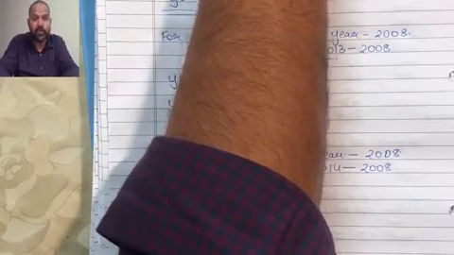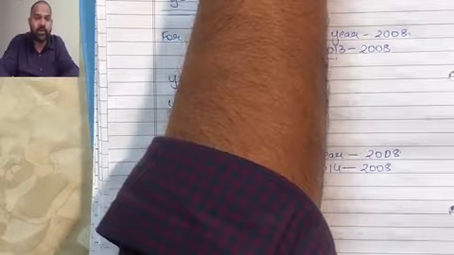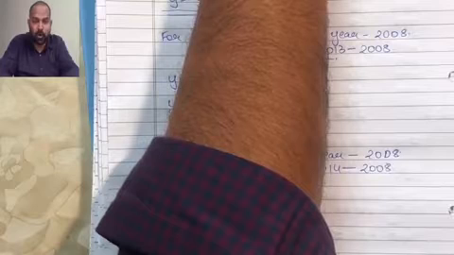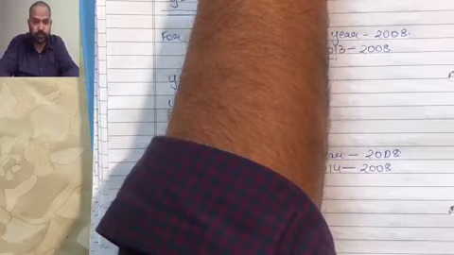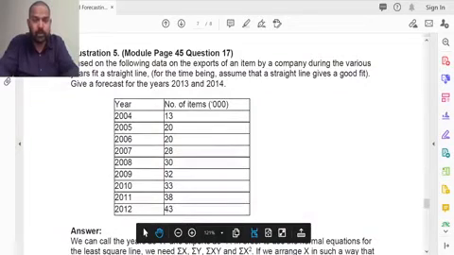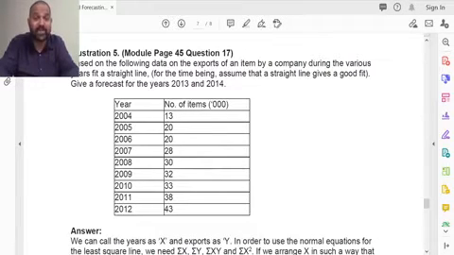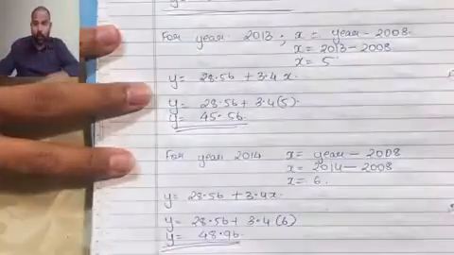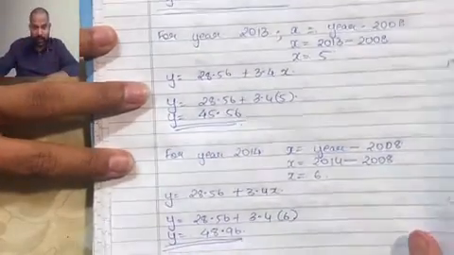So let's come back to the question and see what they are saying. Give a forecast for the year 2013 and 2014. What is the data about? Data based on the following data on the exports of items by a company during the various years. So this is export of items on various years. Then the word problem should be written with a word answer completely.